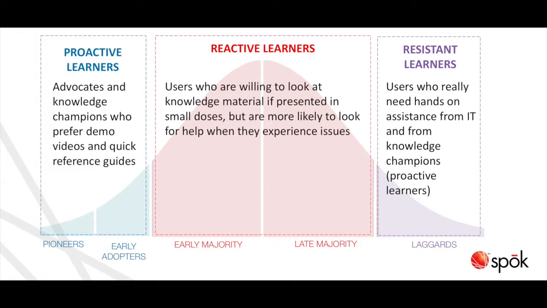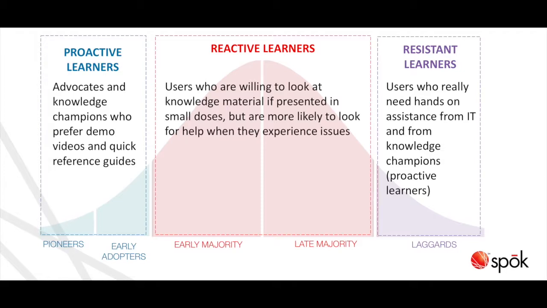Then you have your third group, your resistant learners. These individuals tend to be the technology laggards, and they're often difficult to reach. So they really require a lot of hands-on assistance and actually proactive effort on the part of IT and the individuals that support them.